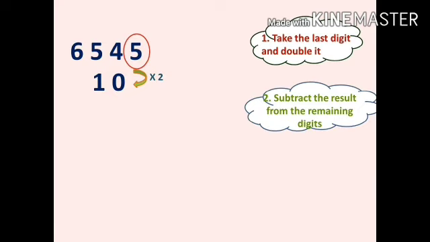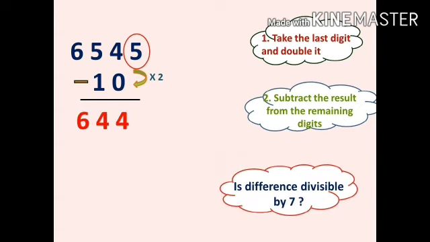Here we have the number 6545. We are going to check whether this number is divisible by 7 using the same concept. First, we take the last digit and multiply it by 2. If we multiply, we get 10. Second, we subtract the result from the remaining digits. That is, we subtract 10 from 654, so we get 644. Next, we have to check whether 644 is divisible by 7.